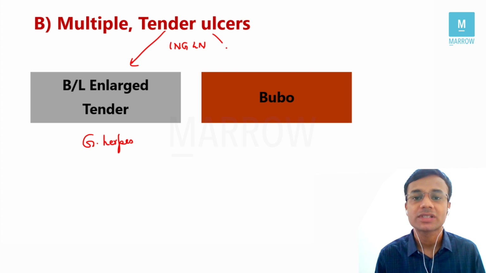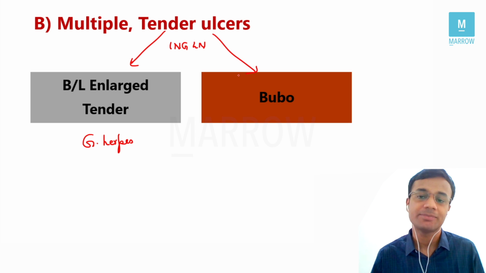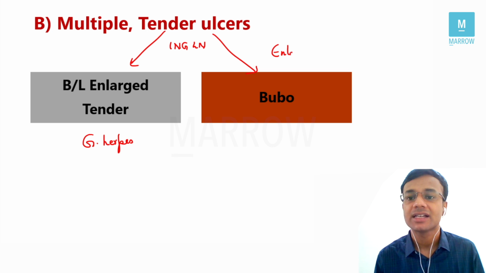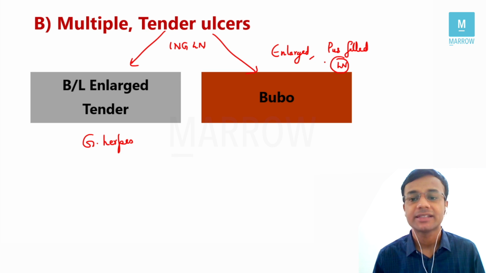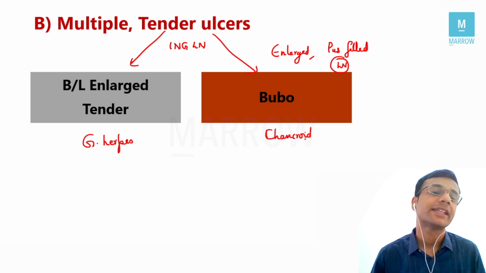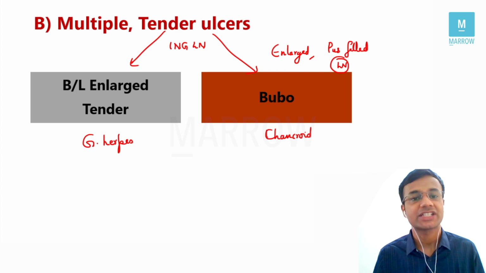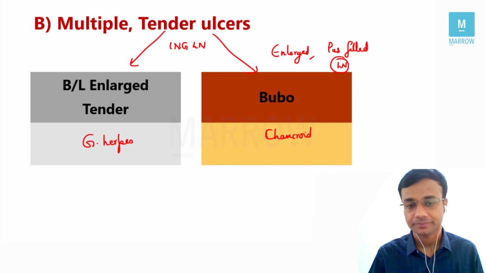And if the lymph node is mentioned as a bubo, so what is a bubo? A bubo is an enlarged pus-filled lymph node, and here the diagnosis is going to be chancroid. So genital herpes and chancroid are basically distinguished based on the lymph node properties.